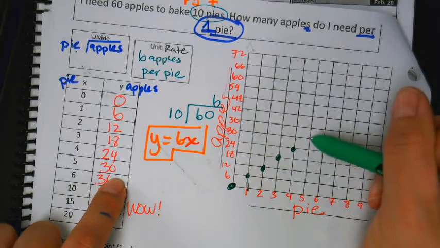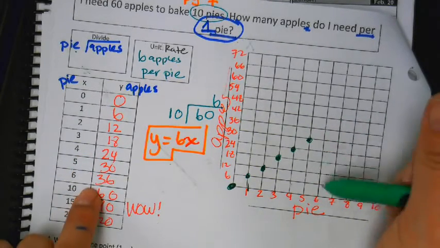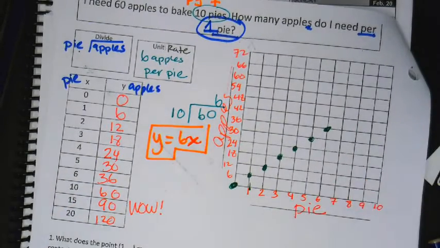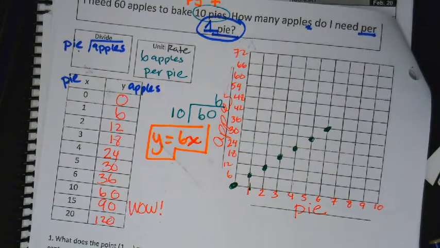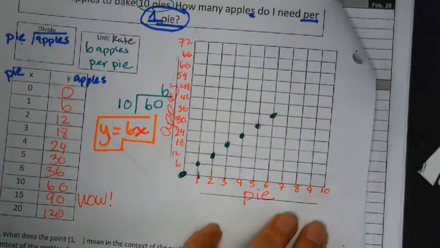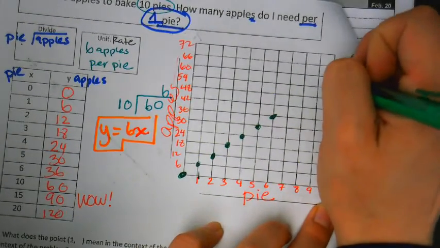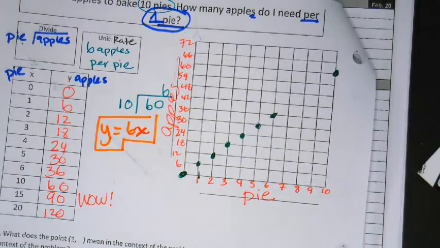5, 30. 6, 36. Oh, I can do 10. 10, 60, right? 10, 60. Look at all the ones I skipped, right? I skipped a lot today.